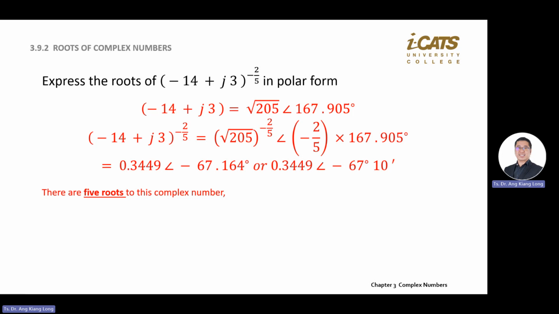Because we have a fifth root, 1/5 is fifth root, you have five roots in this complex number. So you see how we do it. Because x to the power 2 over 5 you can write in this form. Minus means 1 over something. So if you have minus, it is 1 over x power 2 over 5, and you can convert this one into the fifth root of x squared.